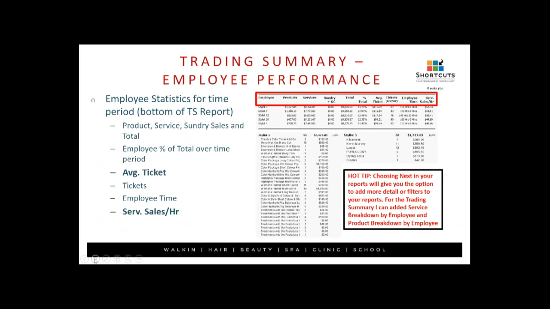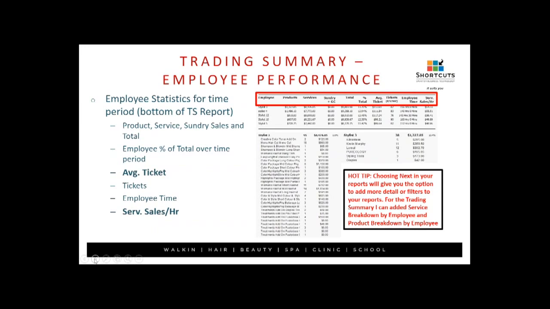So back to the trading summary. So as I said, for all clients, regardless of if you're using the appointments or if you're using walk-in manager, the trading summary employee performance. This is usually found at the bottom of the trading summary, and it gives you a breakdown of each employee, the products, services, sundry, and total. It gives you a percentage total of how much they've taken overall, an average ticket, the number of tickets, the employee time, which is how long they've been scheduled or clocked in, and then the service sales by hour. So that's the employee statistics at the bottom of the trading summary report.